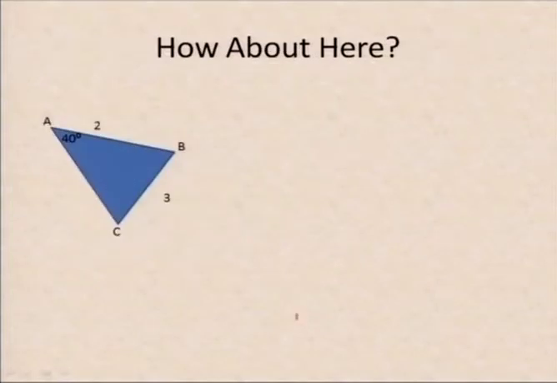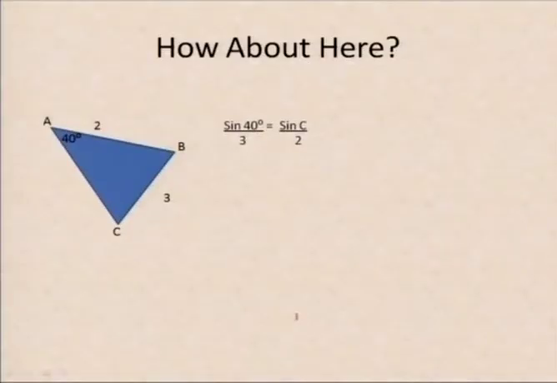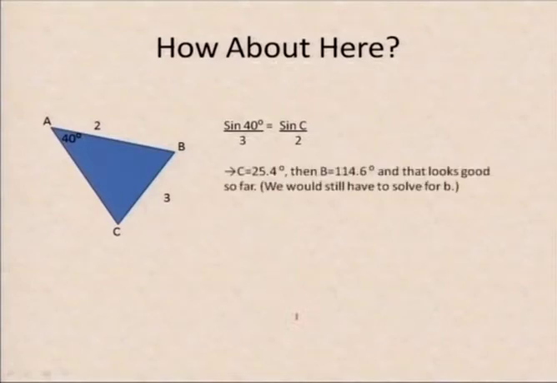How about in this one? What could happen here? Well, I hope you came up with maybe. That's usually where you want to start. You either start with no or you start with maybe. And in this case, we have to start with maybe and go ahead and set it up and see what starts to happen. Sine of 40 over 3 equals sine of c over 2. All right, so then we take a look and we get an answer from that of 25.4 degrees.